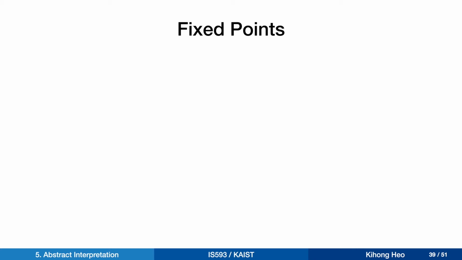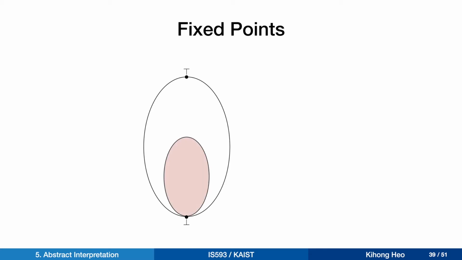Before getting into the details, let me talk about fixed points. Suppose we have a domain with the least and the greatest element, bottom and top respectively. All elements in some part of the domain will have the following condition, which means that if you apply this function f sharp to an element, this x sharp, you will get a larger or equal element.